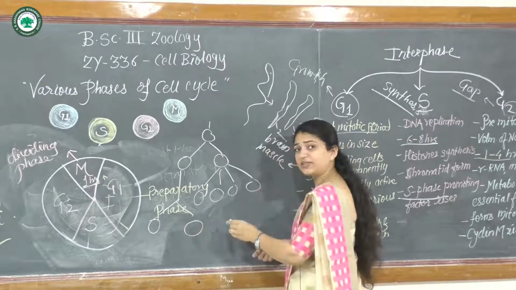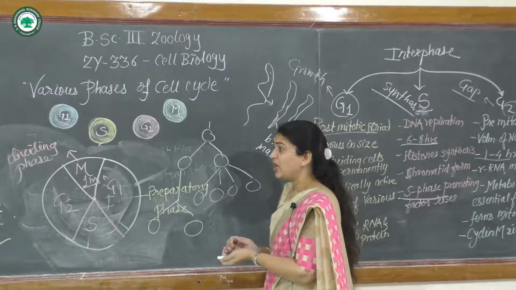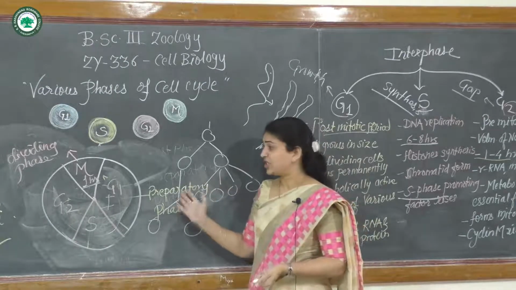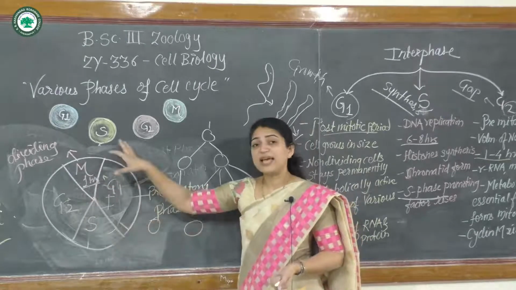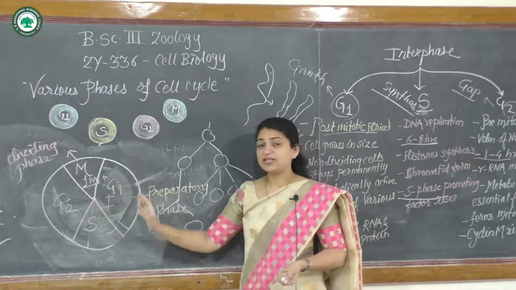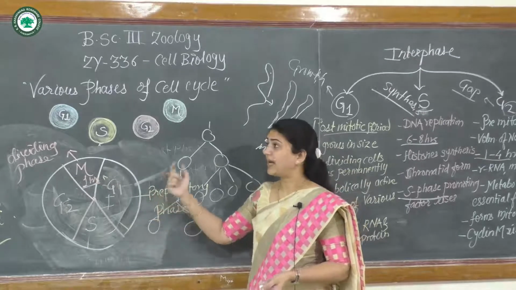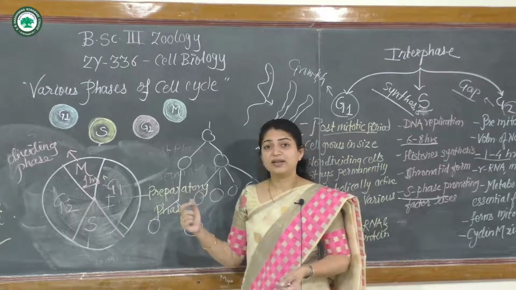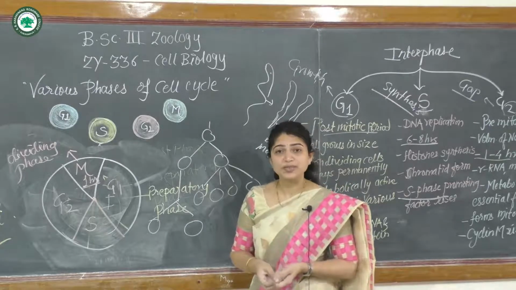So after this cell division, the divided cells are smaller in size. So to make the cell larger, it again enters into the preparatory phase, because the whole cycle has to repeat again. As there is a sequential step, it is called the cell cycle, as all these phases come again and again in a sequential process.